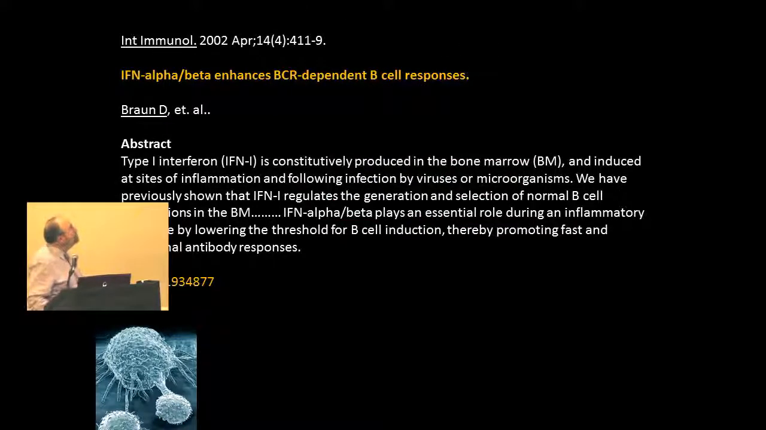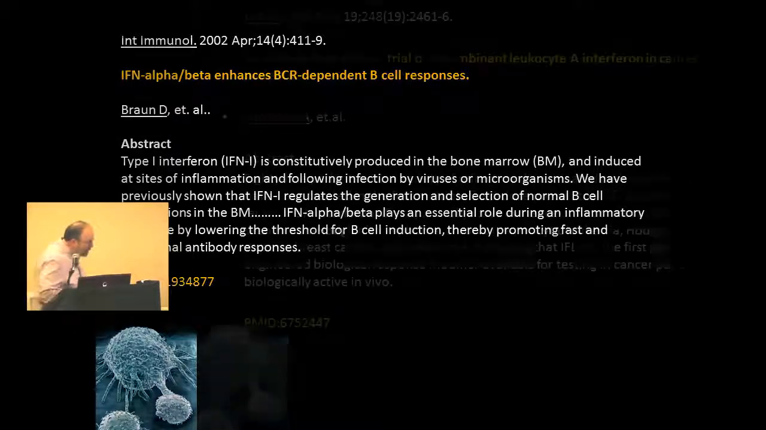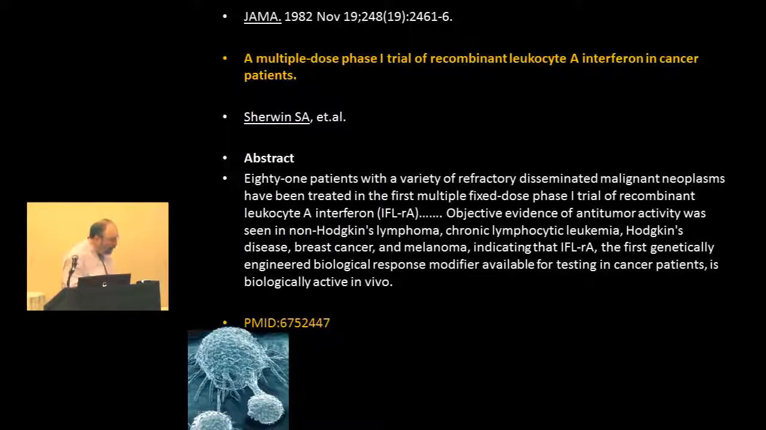Now, interferon alpha, beta, these type 1 interferons enhance B cell receptor dependent B cell responses. So what we know is that if we give someone interferon alpha or interferon beta, we're going to stimulate a B cell response. So why is this important? Well, because B cells are obviously an important part of the immune system. They play an important anti-cancer role, and at times we're going to want to stimulate them.